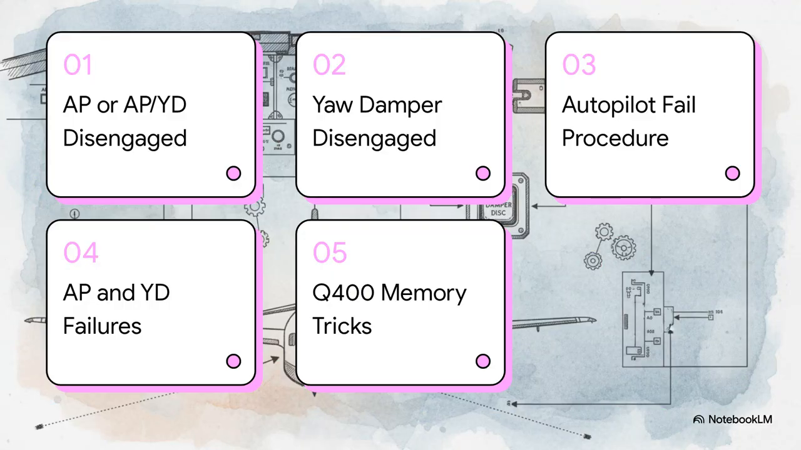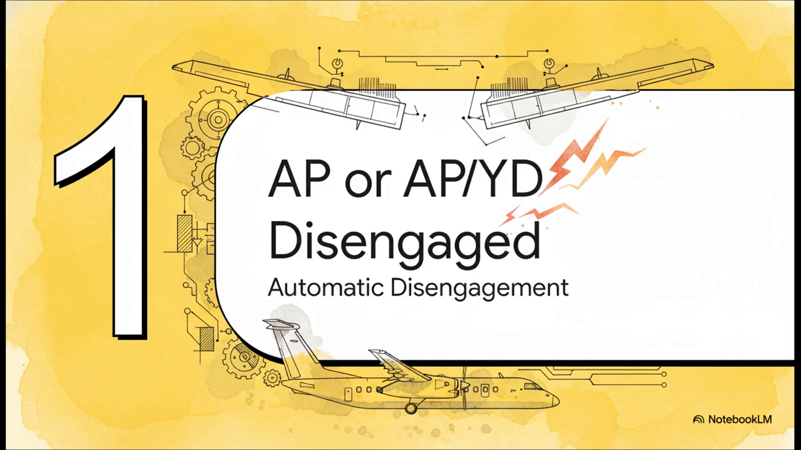All right, here's our flight plan for this explainer. 1. AP or AP/YD disengaged. 2. Yaw damper disengaged. 3. Autopilot fail procedure. 4. AP and YD failures. And 5. Q400 memory tricks. Let's get to it. Starting off with Section 1.